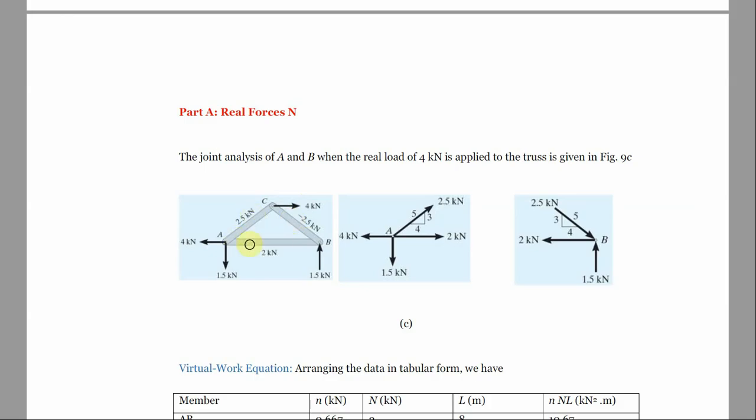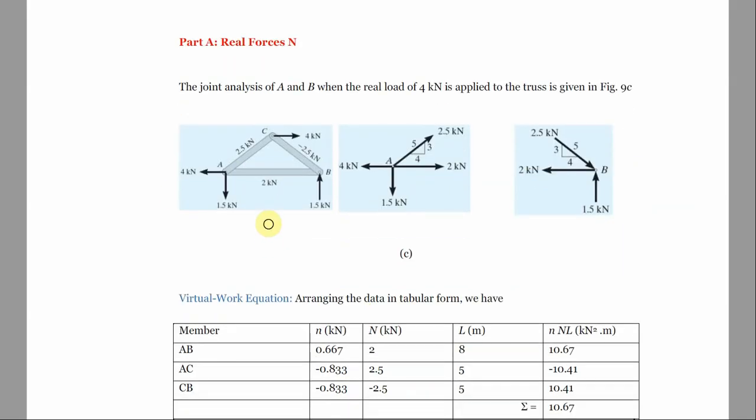We put down what we have there. Now, the way the virtual work is very simple. Once we have determined this particular scenario, all we need to do is create a table where we write each member. This member AB, put it down. AB. This member AC, put it down. Member CB, put it down.